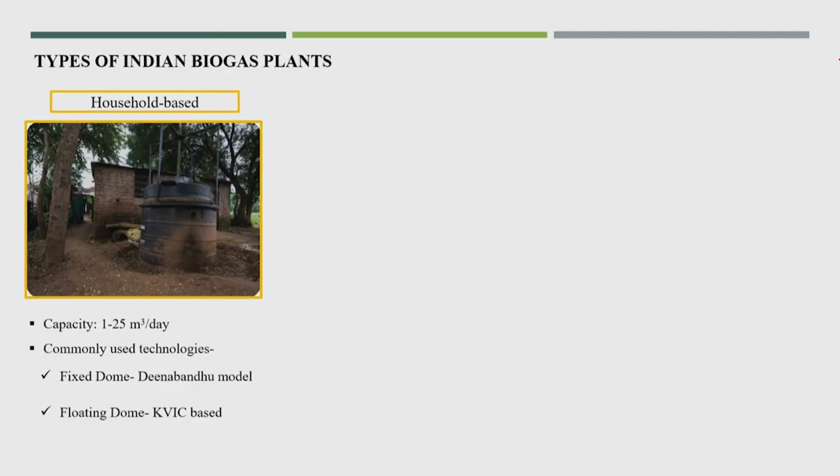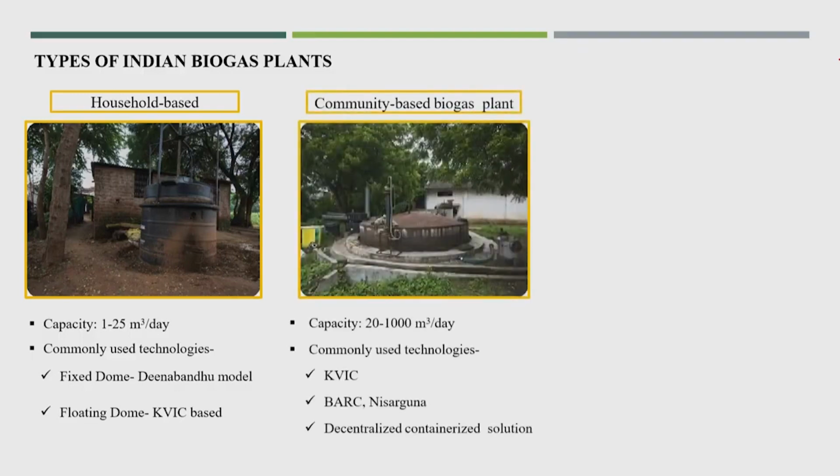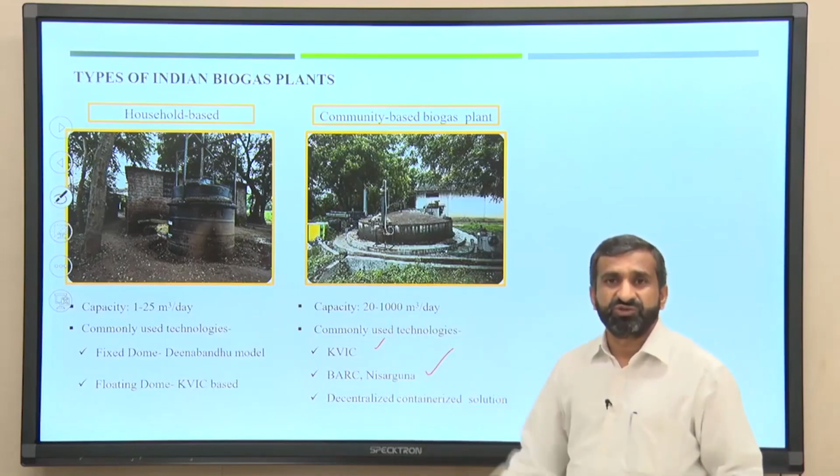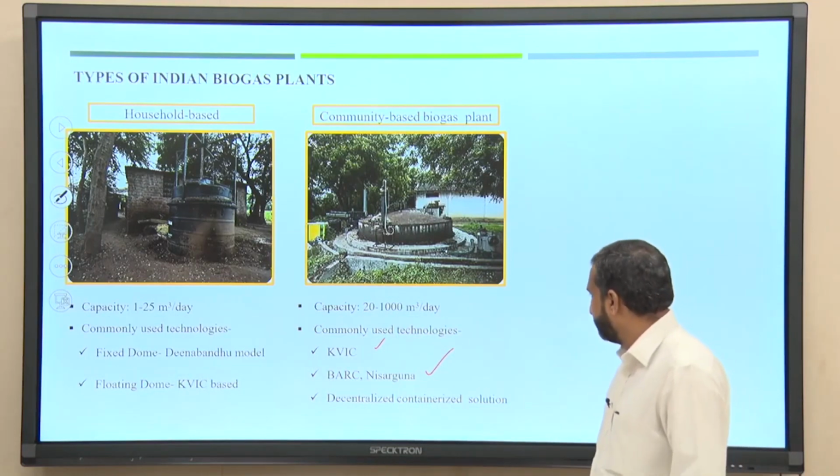This is the Deen Bandhu model, the same KVIC-based floating dome. This is a community-based biogas plant, with a capacity of 20 to 1000 meter cube per day, and the commonly used technology could be based on KVIC also. BARC also came up with one technology called Nisarguna, where they maintain a higher thermophilic temperature operation of the reactor and are able to produce more methane gas.